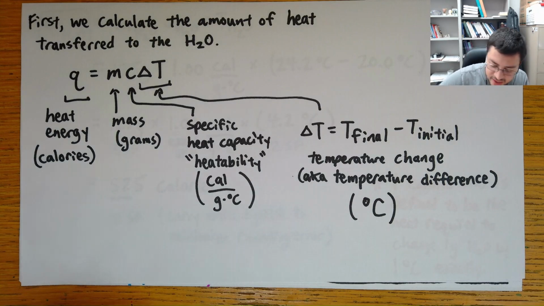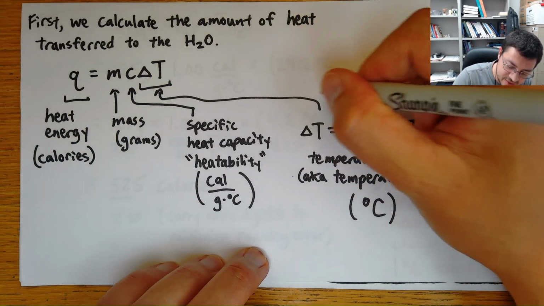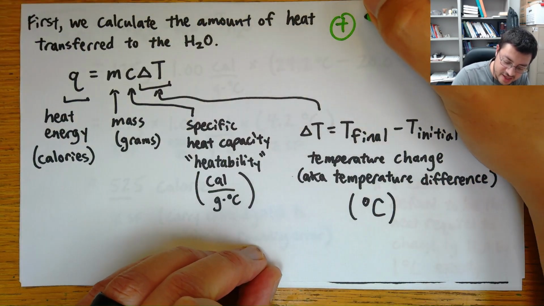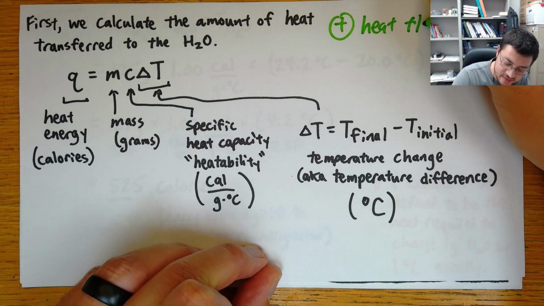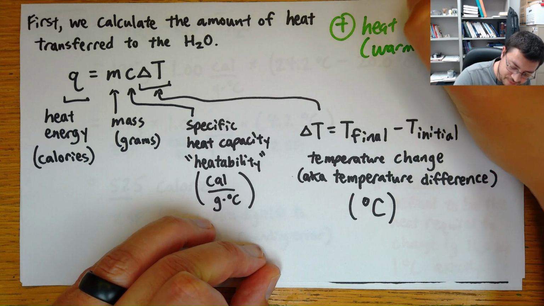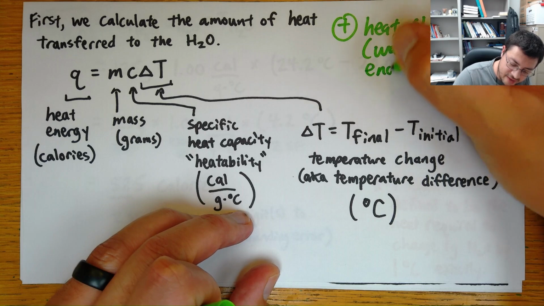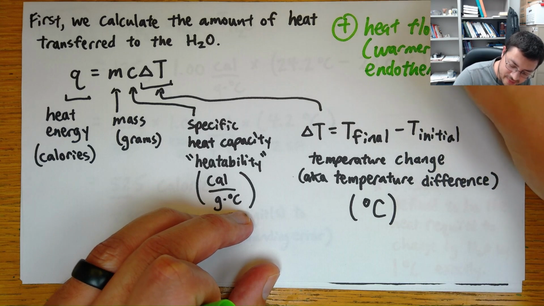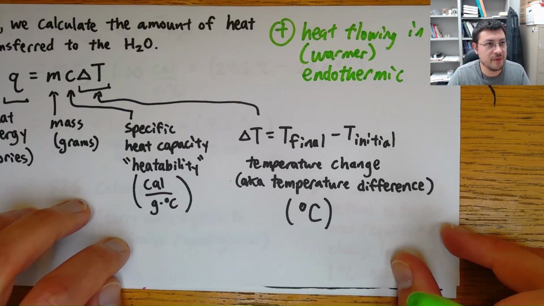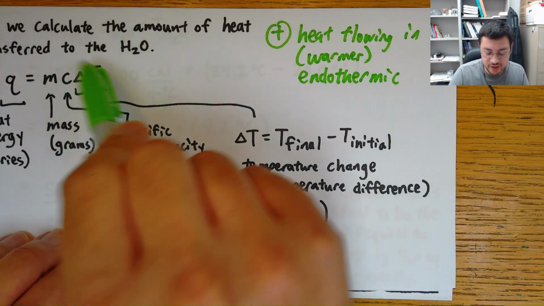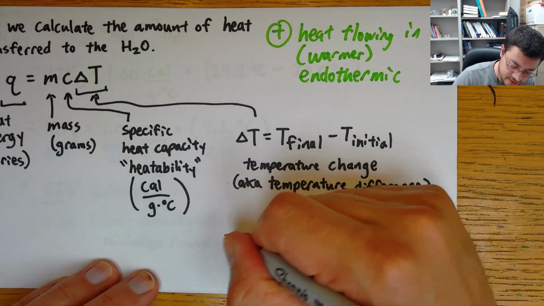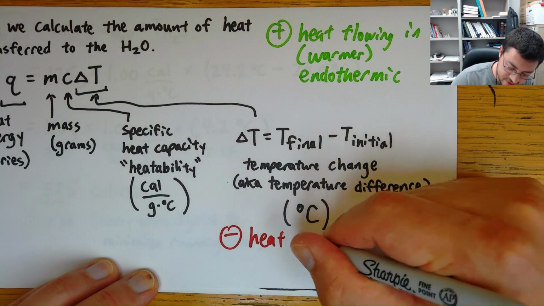Basically, in a nutshell, if you have a positive delta T or a positive Q, that means you have heat flowing in. You're getting warmer. And maybe you'll have to learn this vocabulary word of endothermic: heat flowing in if your Q or your delta T is positive. If you have a negative number, you have heat flowing out.